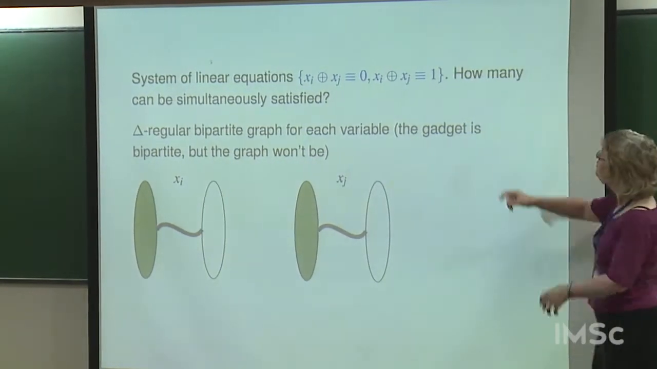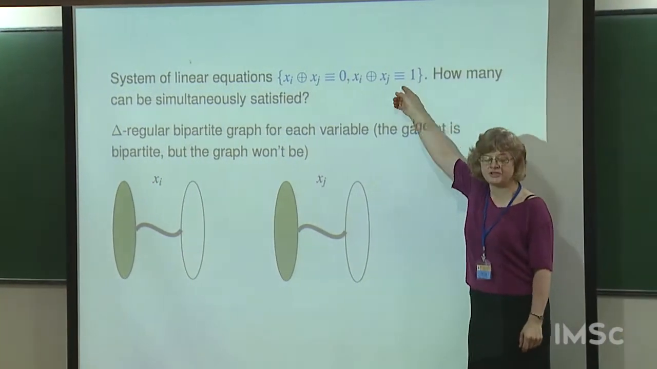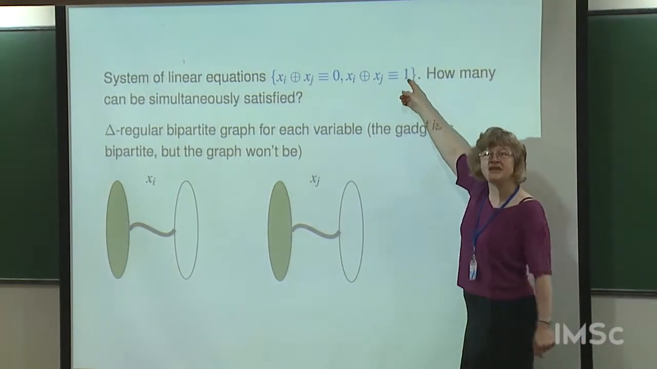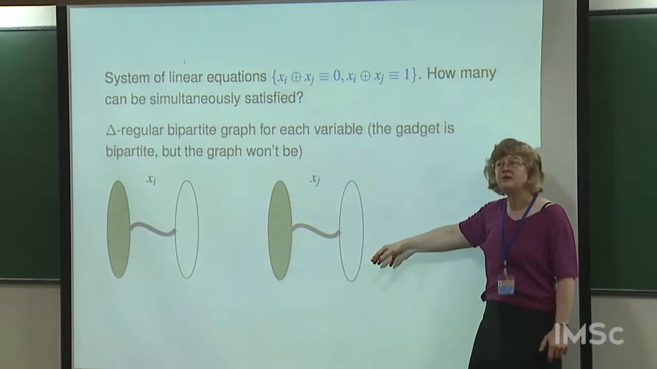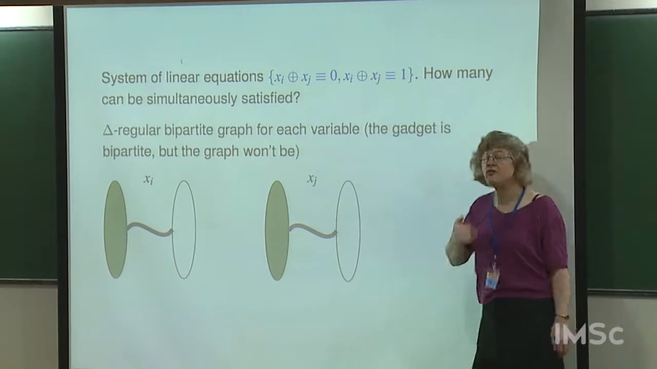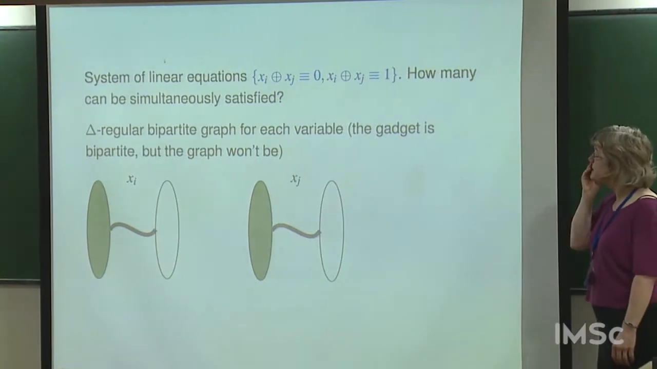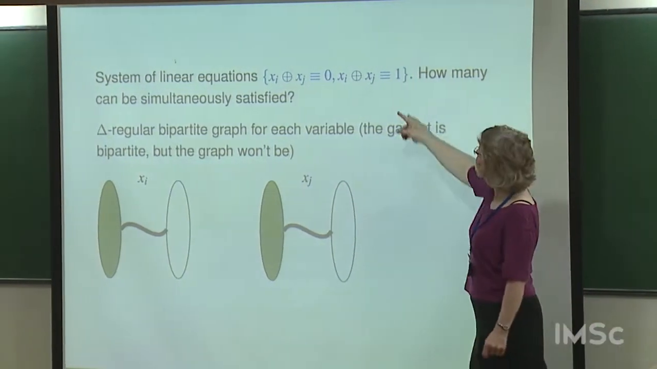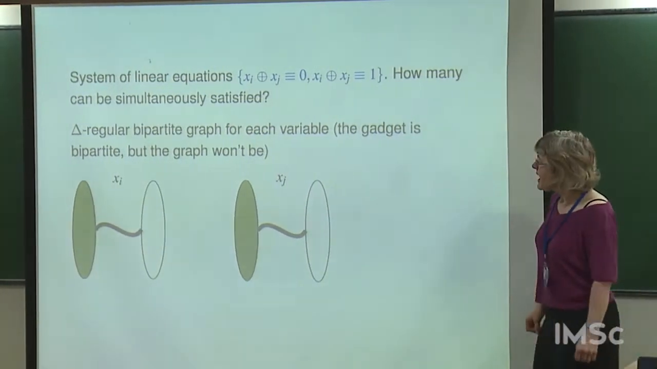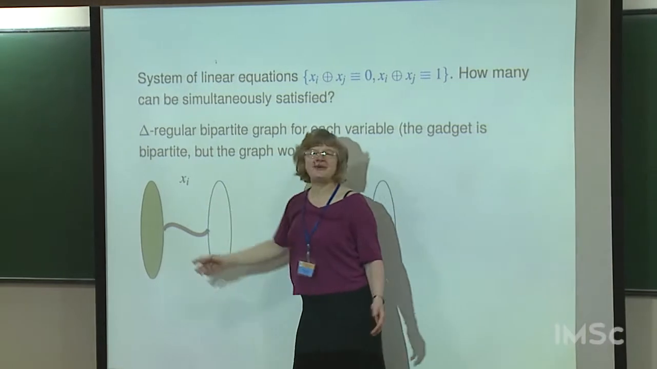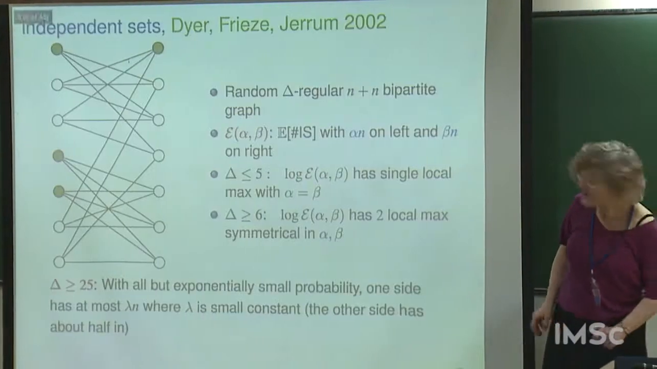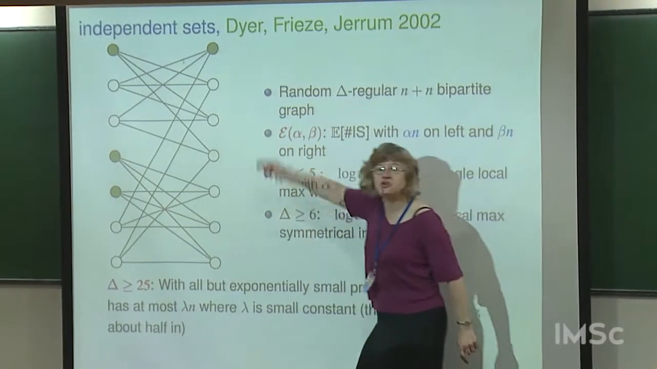So we're going to have an input, which is a system of equations. We want to show how many can be satisfied, and I want to reduce that to counting independent sets approximately in a degree 25 graph. Here's how we're going to do it. For each variable, I'm going to make a gadget, and the gadget is just going to be a delta regular bipartite graph. It's going to be exactly one of these that we were just looking at.